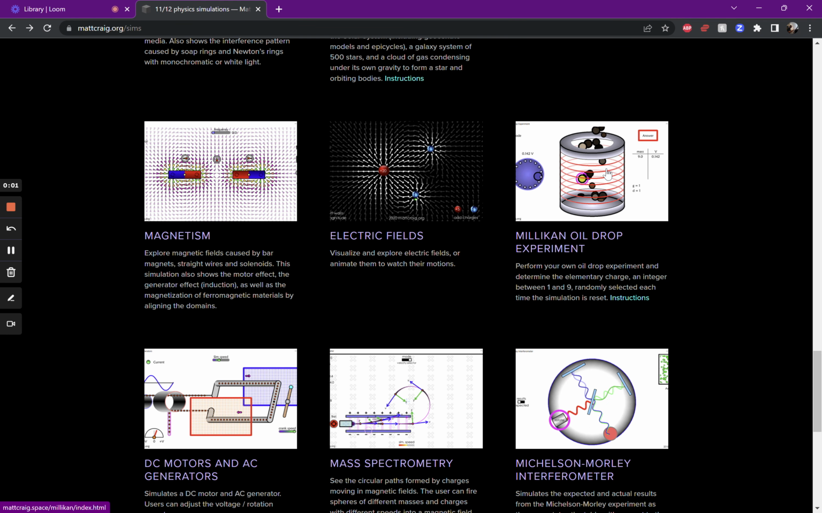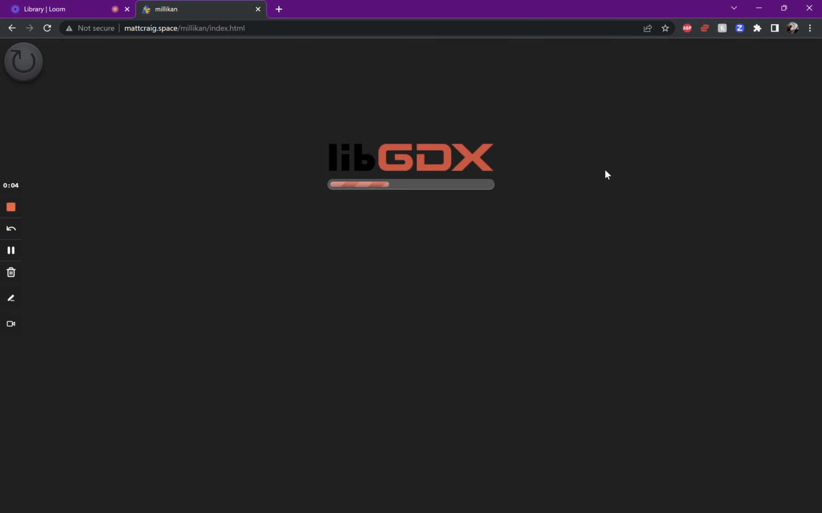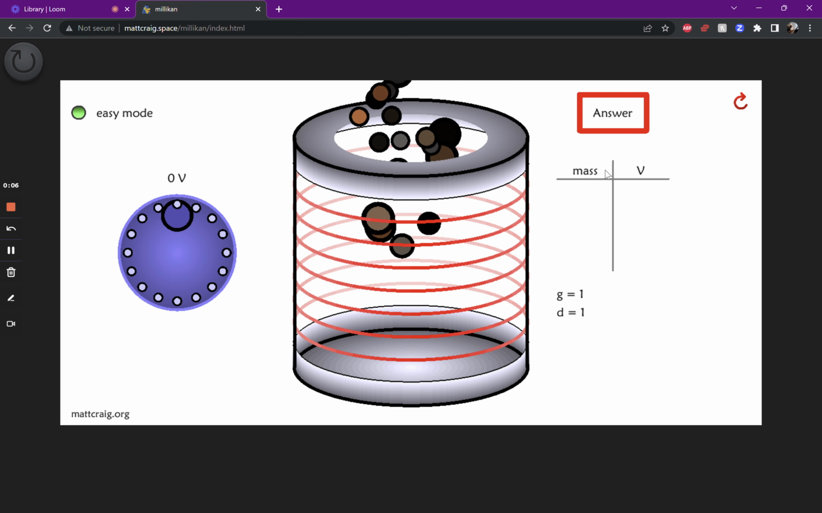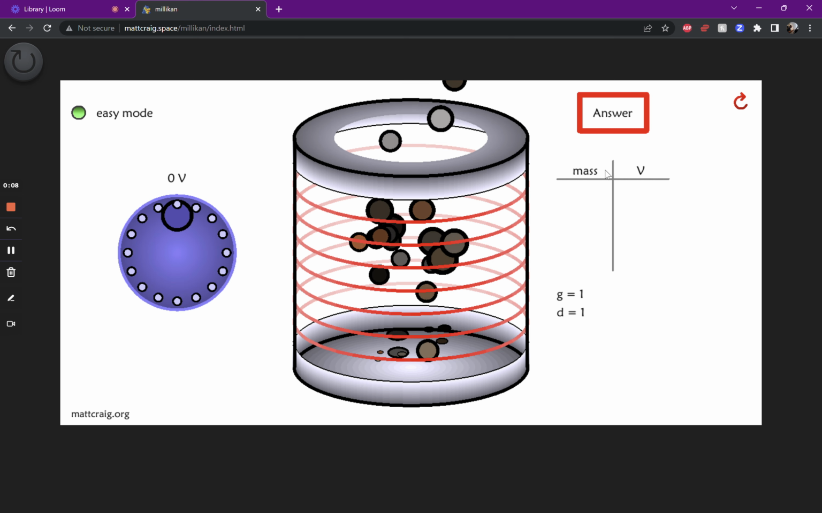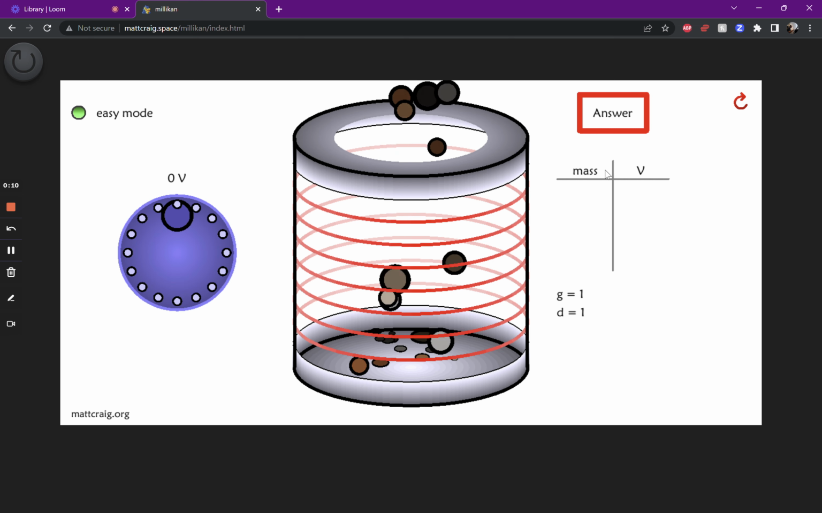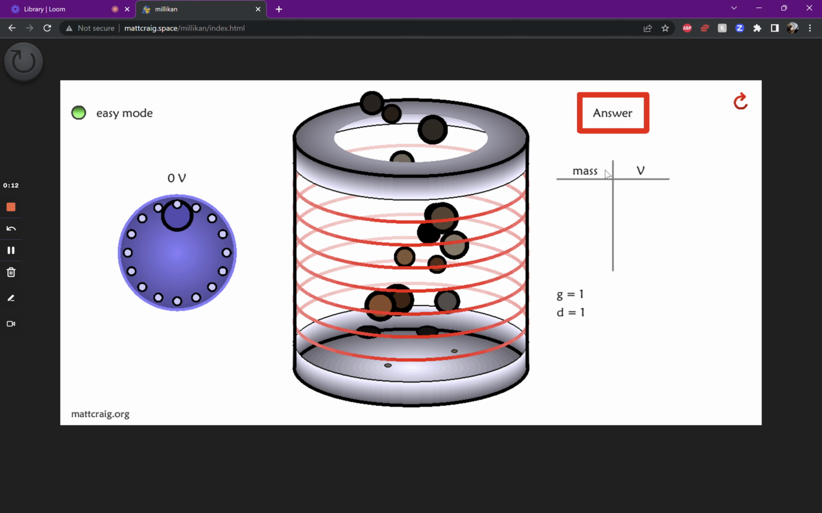This is a tutorial for the Millikan oil drop experiment simulation. And I created this simulation to demonstrate the process of the experiment, not the actual exact numbers. And it's kind of a game.